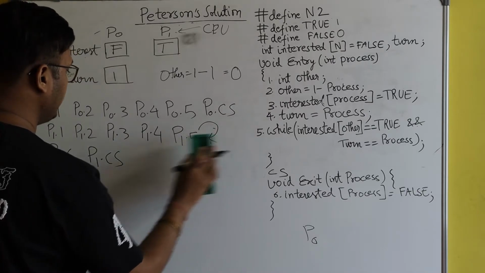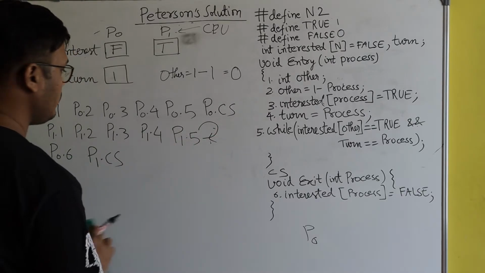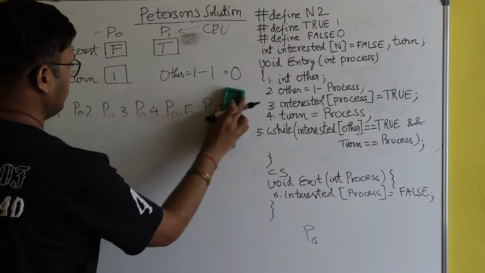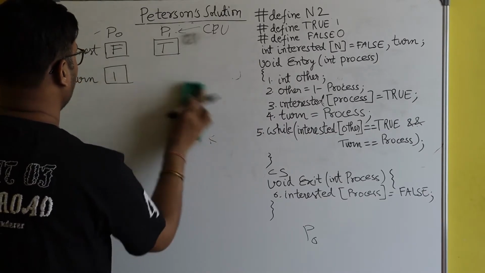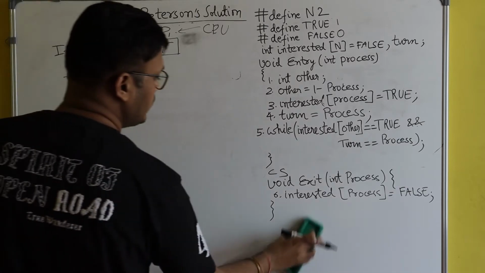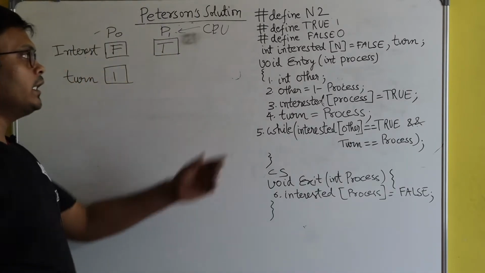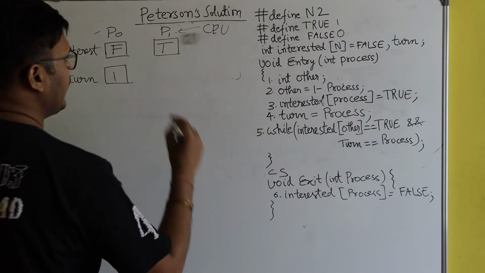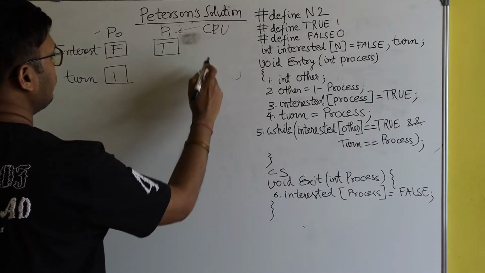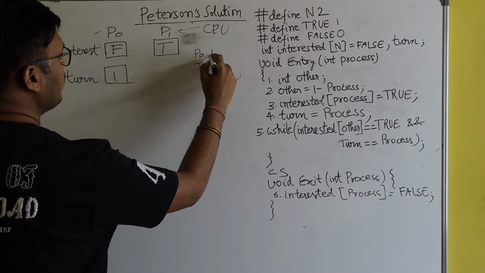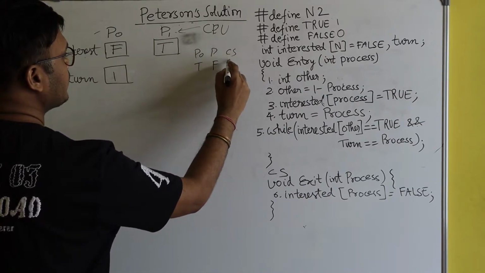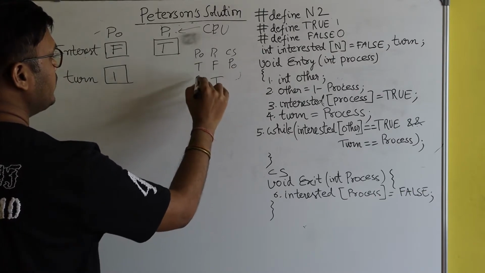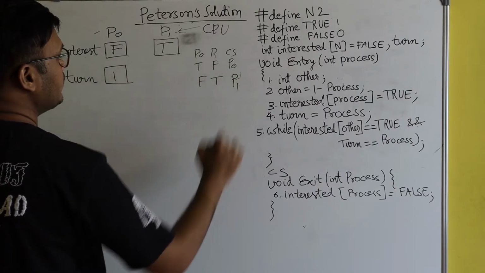Okay. Till now everything is fine. So let me rub this. Now you see how the processes can enter inside the critical section using Peterson solution. Here we have analyzed one condition: when P0 was interested and P1 was not interested, then P0 could enter the critical section. And after that, when P1 was interested and P0 was not interested, then P1 could enter inside the critical section.